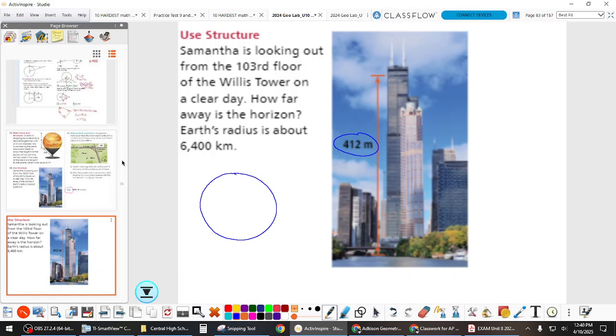Has anybody ever been in a skyscraper before? If you ever get a chance, it's kind of an interesting experience to be way up there and looking out, knowing you're in a building that's not that big, width-wise and stuff. Okay. It does talk about the Earth's radius, so let's put that on here.